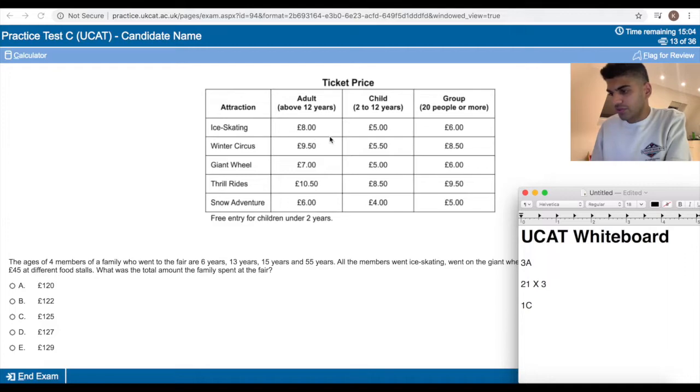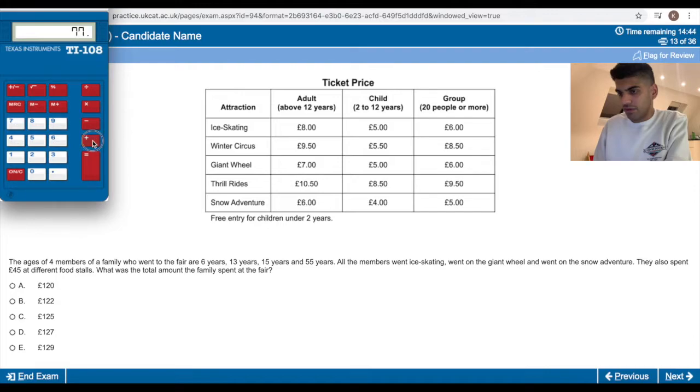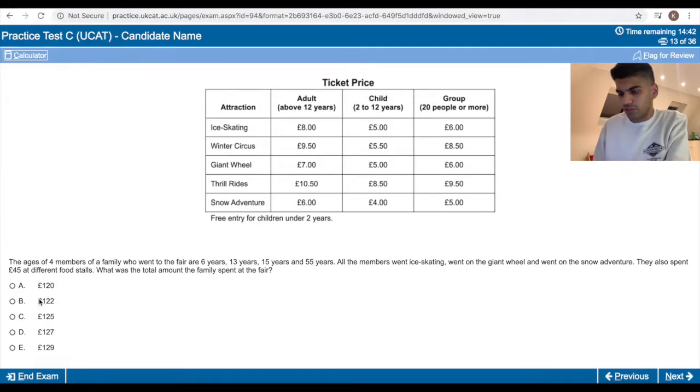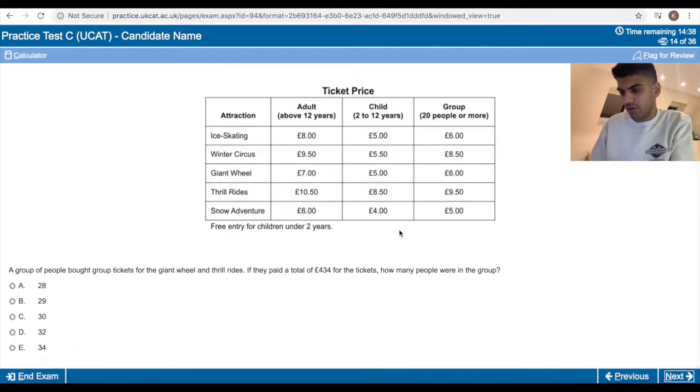For the child, ice skating and giant wheel, that's 10 plus 4 is 14, so 14 for one of them. Okay, so that's 63 for the three adults plus 14 is 77. And then we've got the 45 on top, so 77 plus 45 is 122. Doing mental maths really helps you save time if you are good at that.